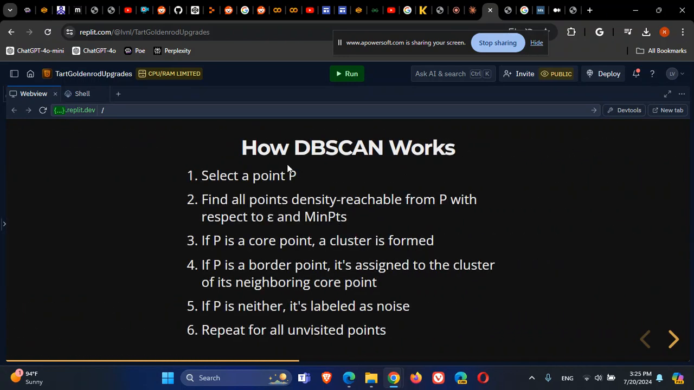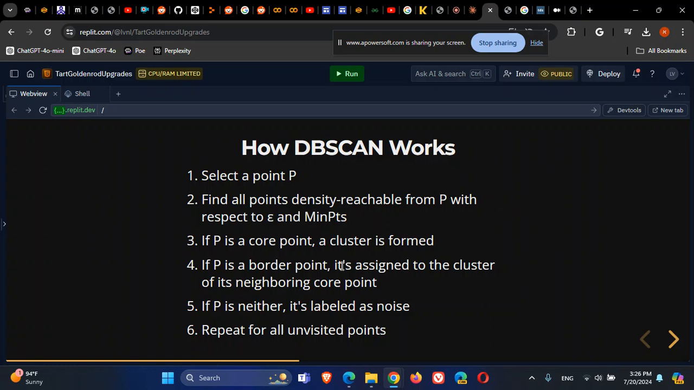So how it works: we select a point, we start with some point P, and we find all points density reachable. We saw what is density reachable from P with respect to epsilon and min points. Namely, I will look at the point and look epsilon around it, and I look at which points are in the area. If P is a core point, the cluster is formed, as we said.